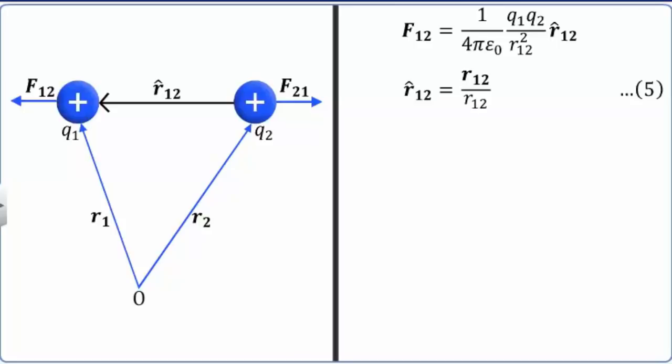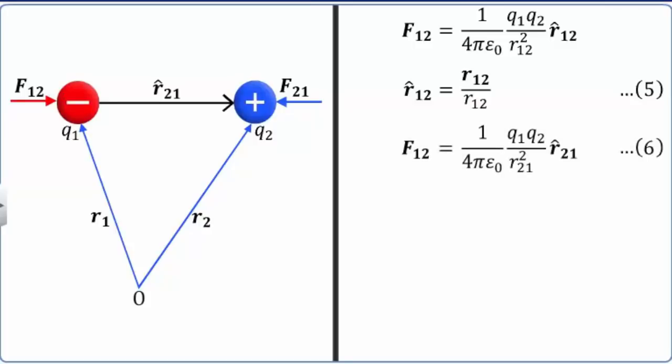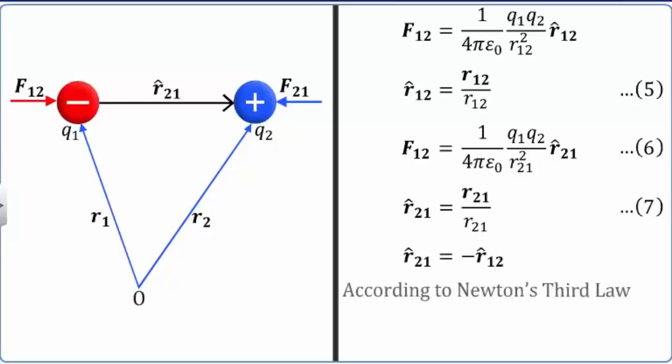If Q1 and Q2 are unlike with respect to each other, the force F12 will be in the direction of the unit vector R21 cap as given in equation 6, since unlike charges attract each other. In this case, the product of the charges Q1 and Q2 will be negative. The unit vector R21 cap is given by equation 7. According to Newton's third law, Q2 experiences an equal and opposite electrostatic force to the one experienced by Q1. Therefore, we can write F21 is equal to minus F12.